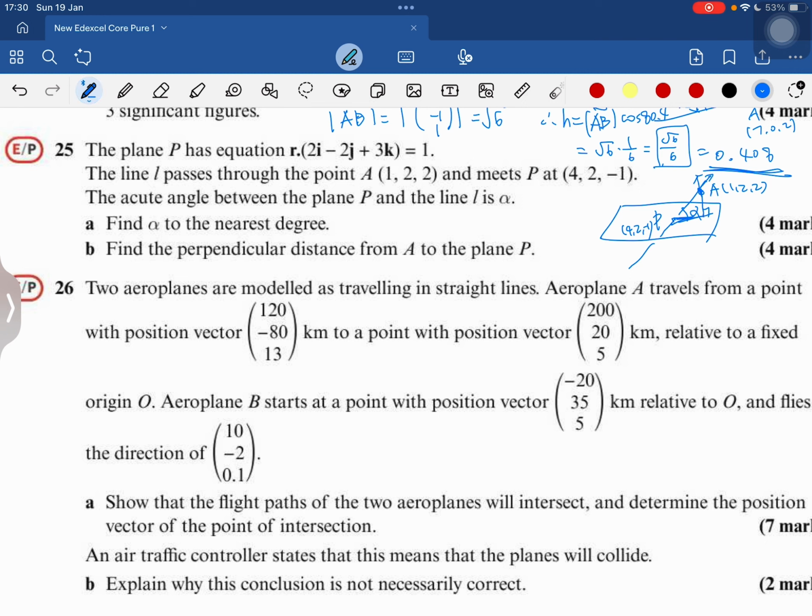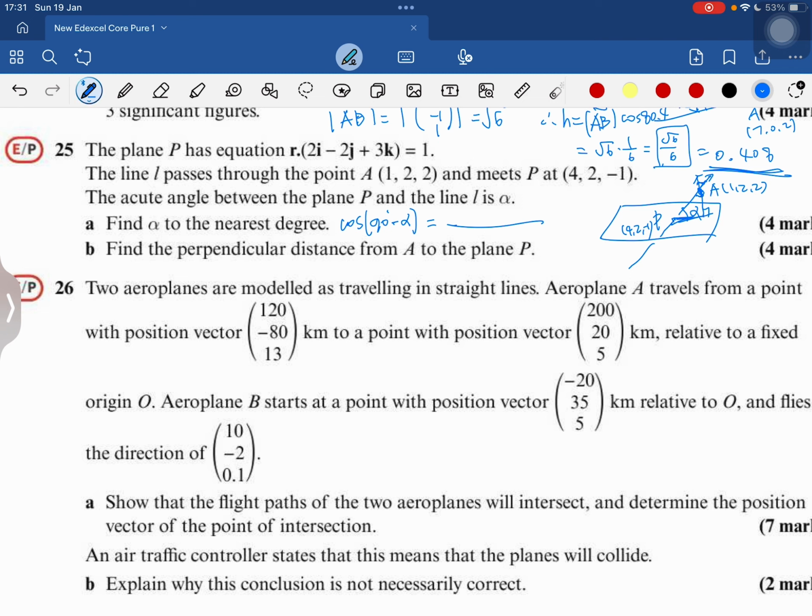Okay, so now we know the normal vector and the direction vector. The normal vector is 2, -2, and 3. So cos alpha, no, actually not cos alpha, because now we will find the angle between the normal and the direction vector. So cos of 90 minus alpha becomes, let's make it PA.